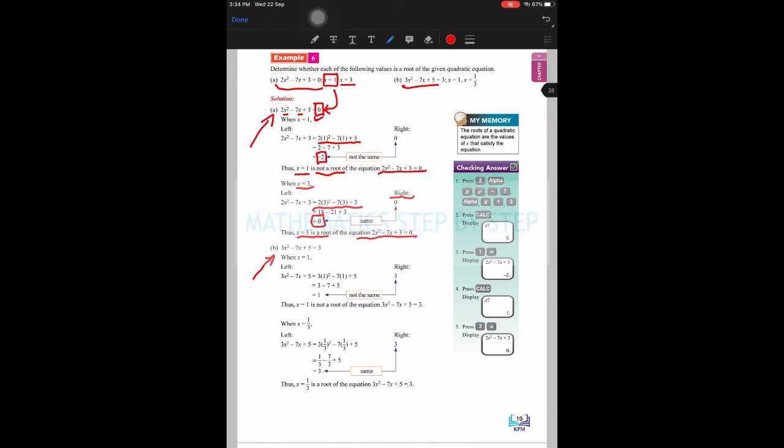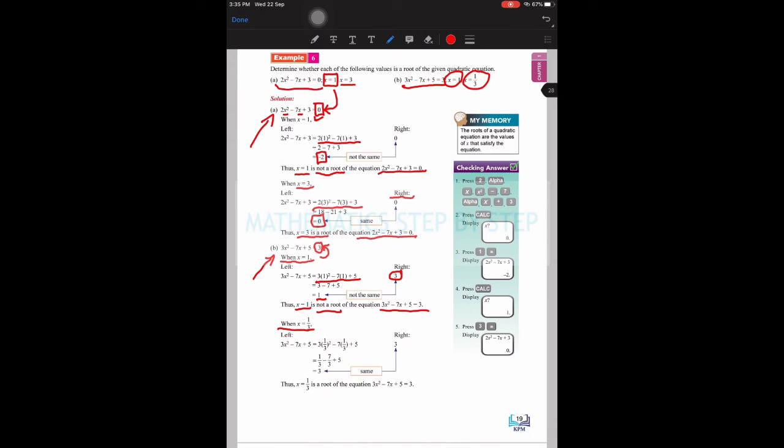Now let us do part b together. This is the equation given. We want to check whether x equals to 1 and x equals to 1 over 3 are the roots for this equation. Let's start with the case of x equals to 1. We substitute into this equation. We get 3 times 1 squared minus 7 times 1 plus 5 equals to 1. Again, it is different from the right hand side, which is 3. So x equals to 1 is not a root of this equation.